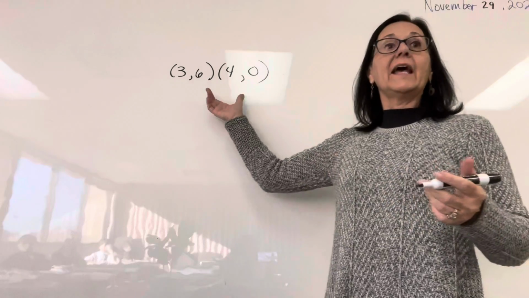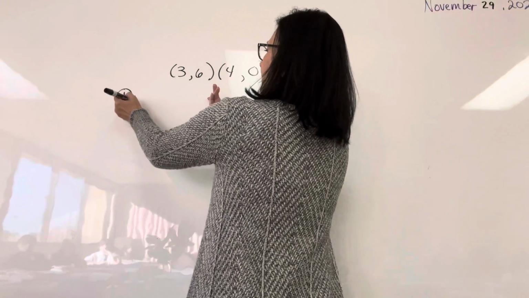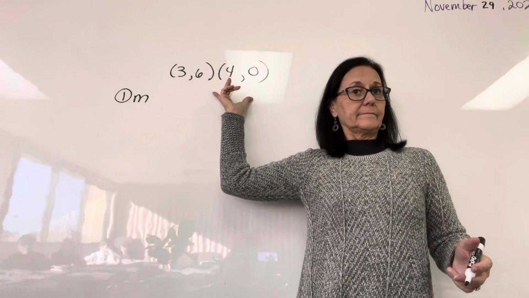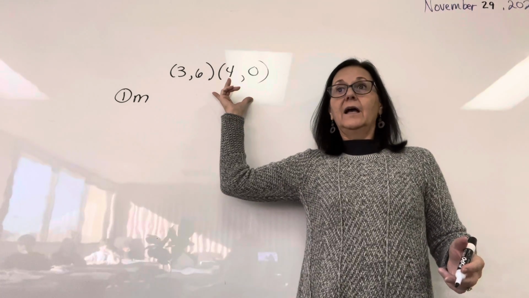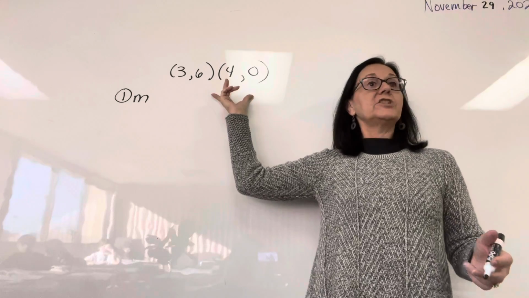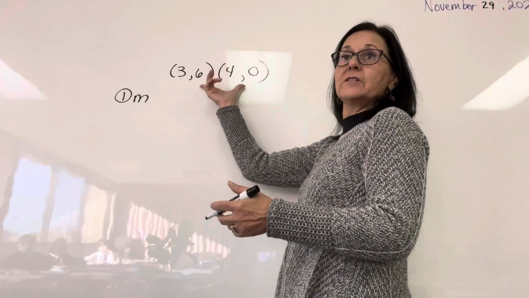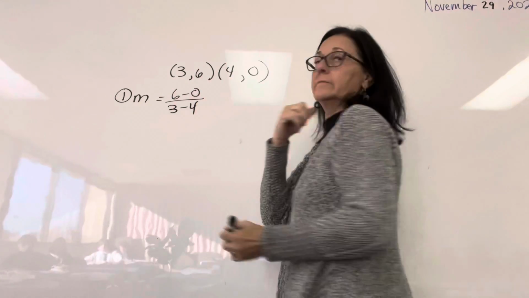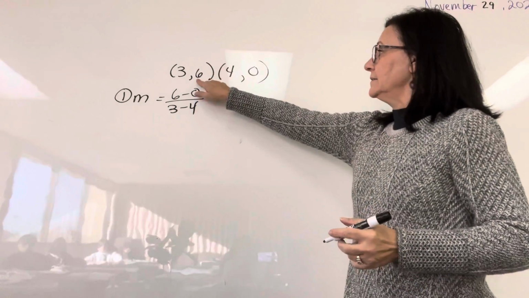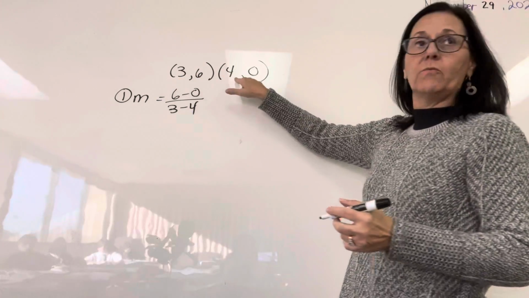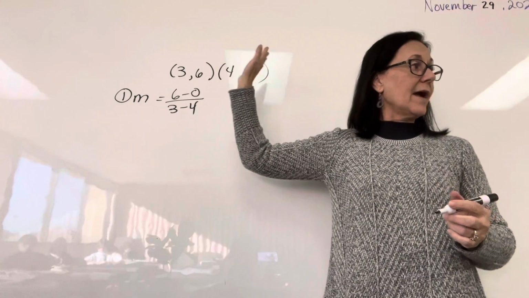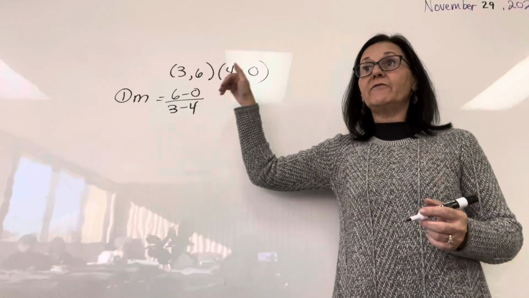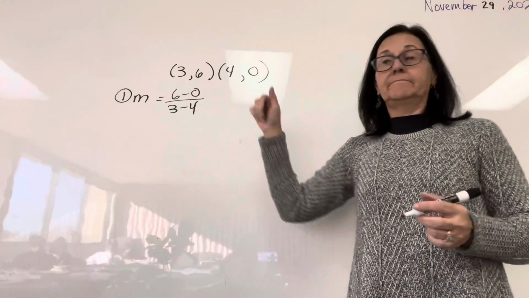All right, you begin first by calculating the slope. Calculate the value of the slope. What's the formula for slope? Slope equals change in y over change in x. So I'm going to do 6 minus 0 over 3 minus 4. See that? You could label them x1, y1, x2, y2 and plug it into the formula. If you need to do that, do it, right?